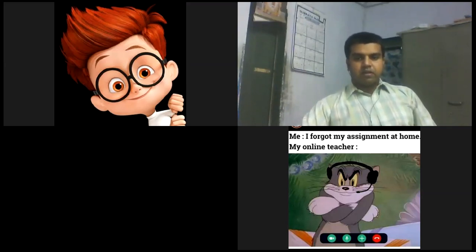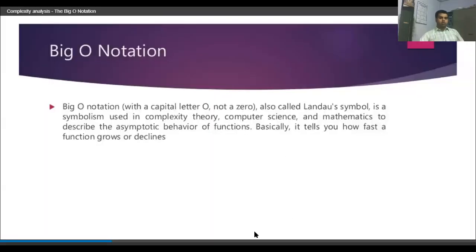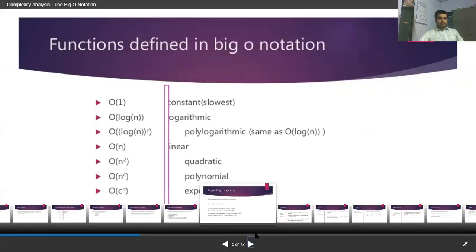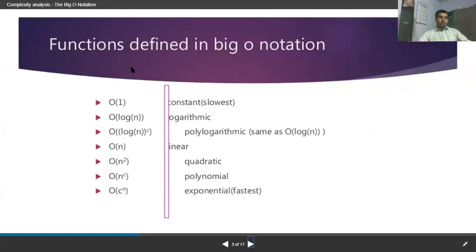Okay, so where I was, this is what you call the big O notation. Now you have to see the various representations. This particular section you have to learn.